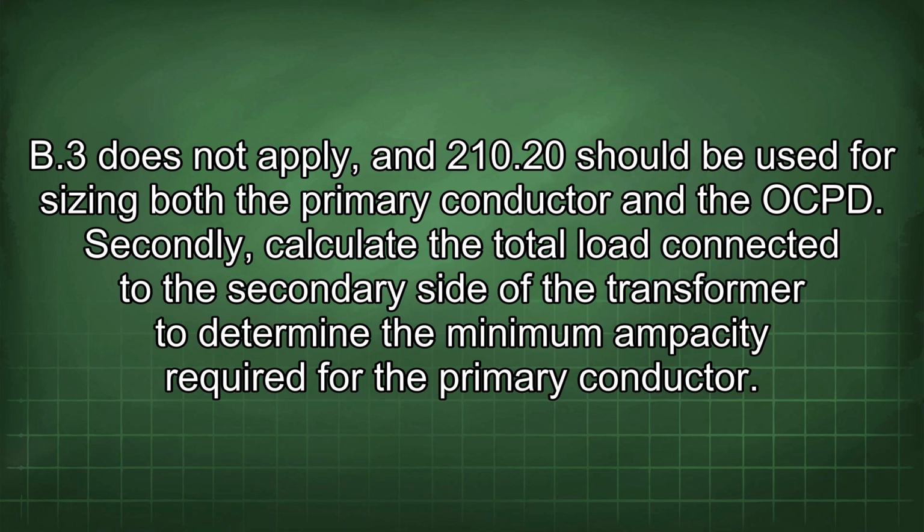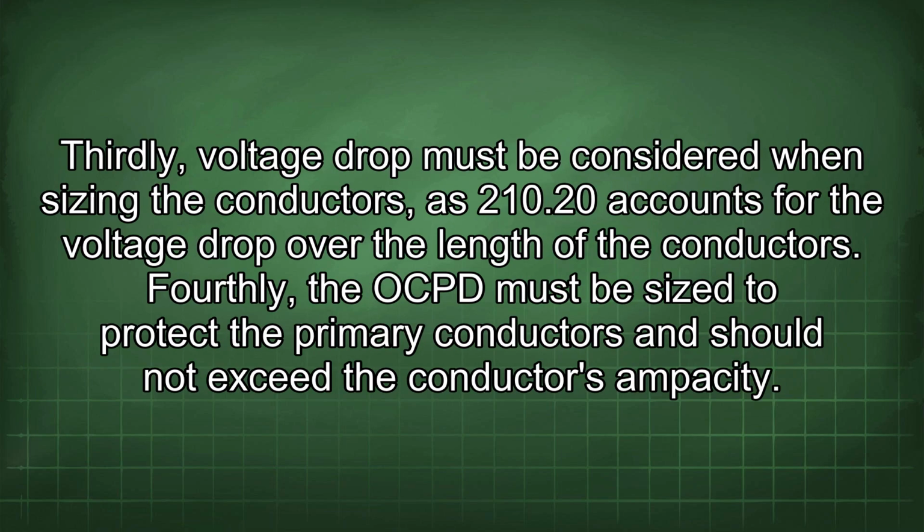Secondly, calculate the total load connected to the secondary side of the transformer to determine the minimum ampacity required for the primary conductor. Thirdly, voltage drop must be considered when sizing the conductors, as 210.20 accounts for the voltage drop over the length of the conductors. Fourthly, the OCPD must be sized to protect the primary conductors and should not exceed the conductor's ampacity.